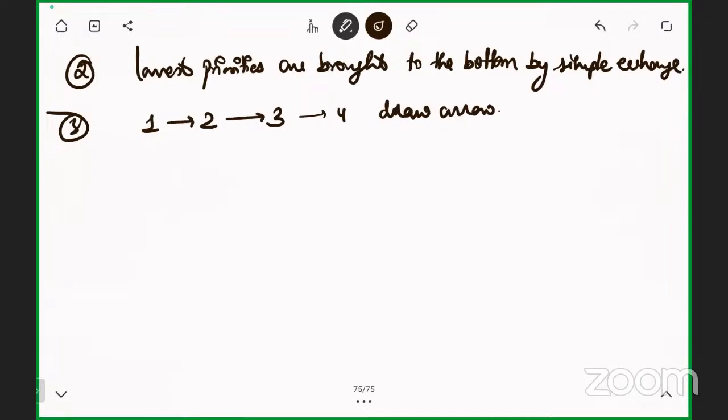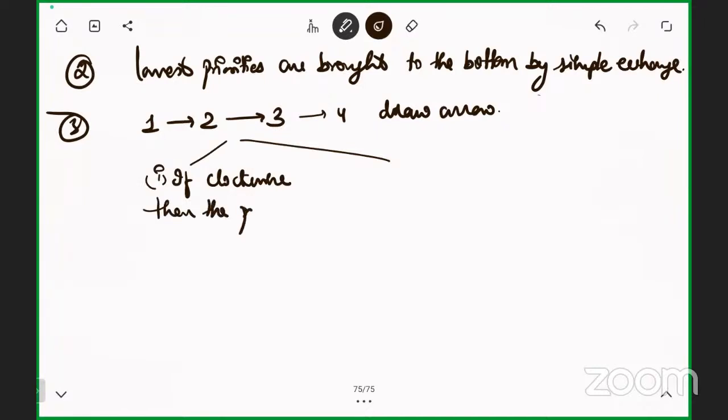You have to draw an arrow. We have two conditions in this particular case. First condition, if the rotation is clockwise, then the projection is R.